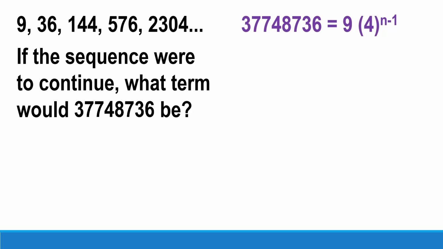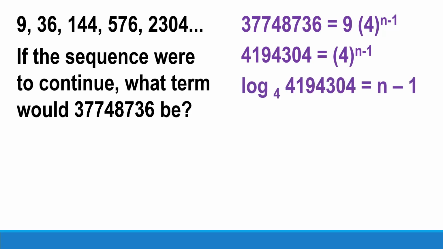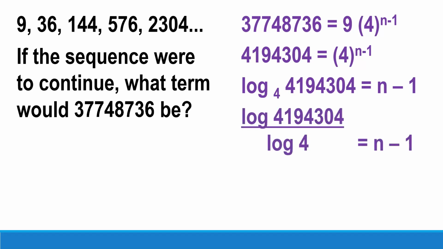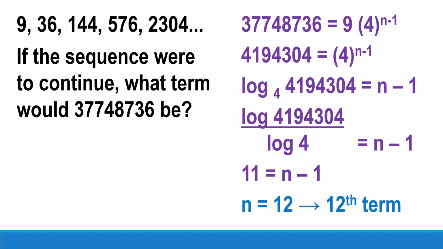Because we plan on solving for n, I would divide both sides by 9 first, coming up with 4,194,304 equaling 4 raised to the n minus 1. Now would be a good time to use a logarithm, and so you write it in logarithmic form, where you take the log of that number to base 4 equaling n minus 1. If we use the change of base theorem, we can then say that 11 equals n minus 1. So by adding 1 to both sides, we would figure out that 37,748,736 was the 12th term of the sequence.